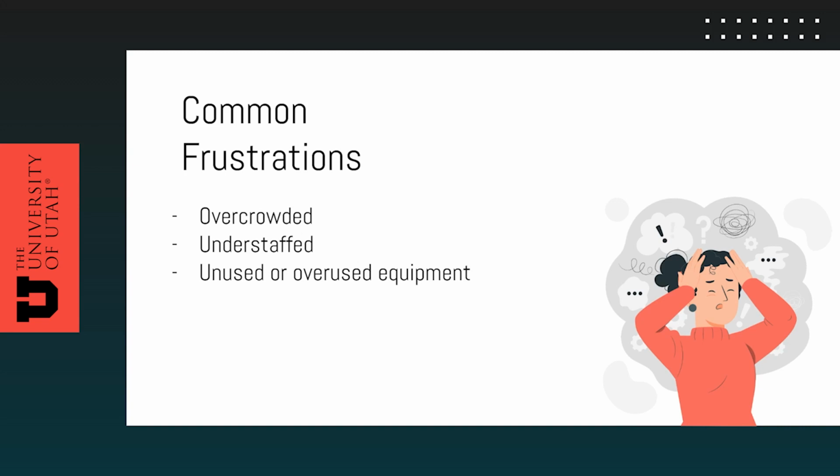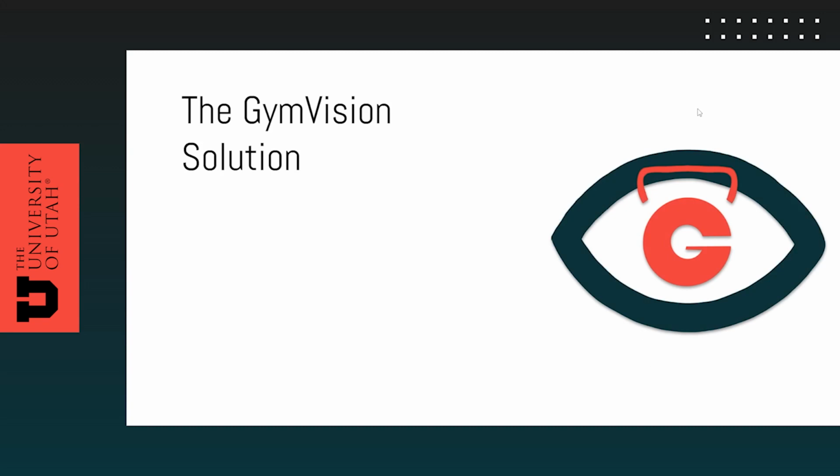Say you're going to the gym and you just want to get your workout in, but they don't have enough treadmills and all of them are being used, or you're not able to get the help that you need. All of these problems stem from a lack of data. So the GymVision solution is a computer vision program for data-driven gym management. We aim to give gym managers as much information about their gym as possible so that they are able to manage their resources appropriately, thus improving the gym user experience.